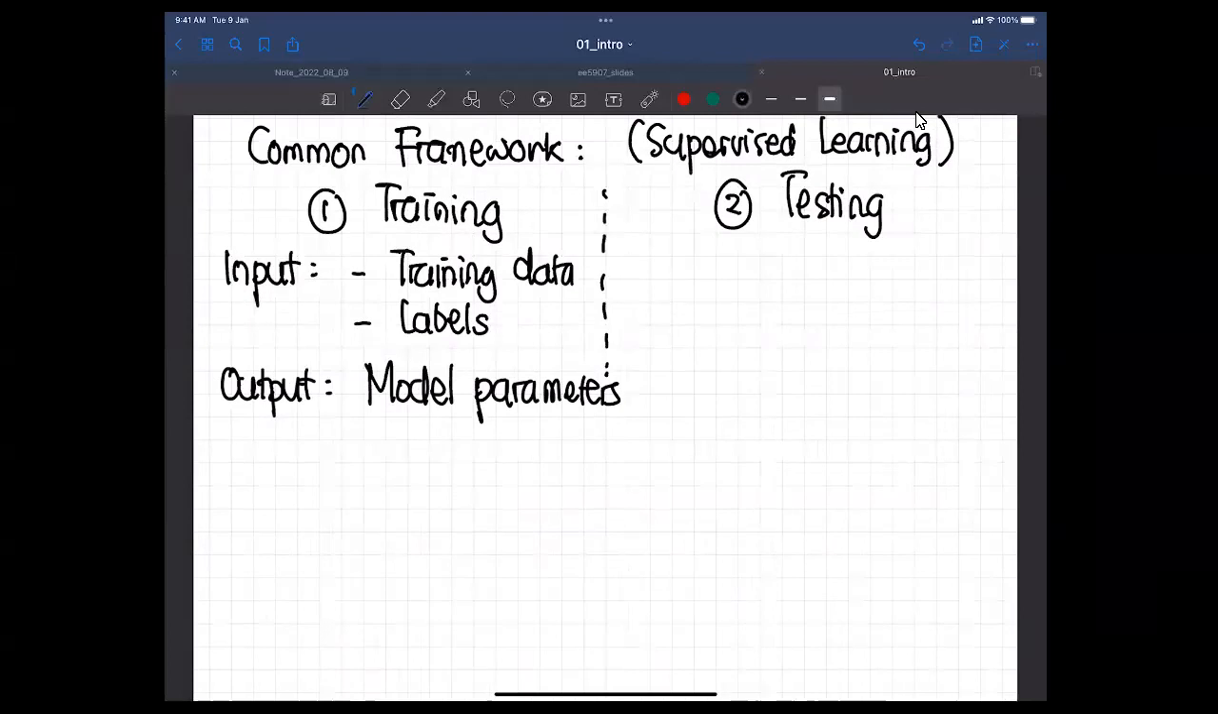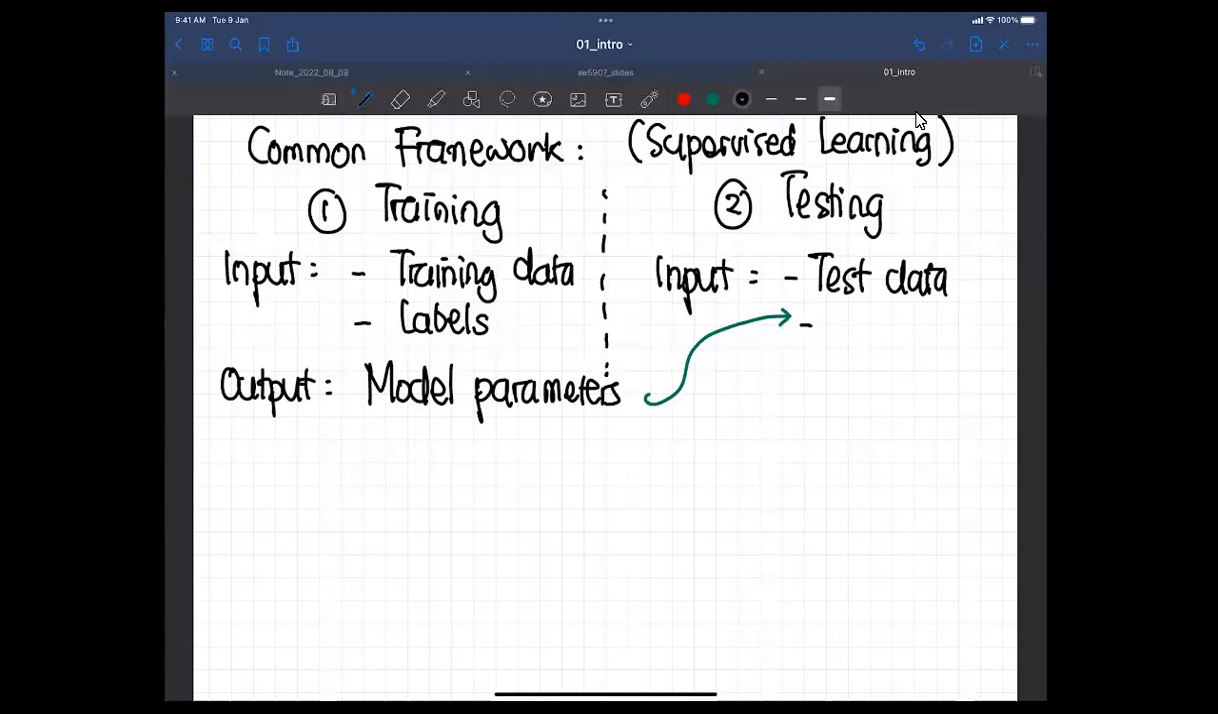So for the testing, what will be the input? Yeah, that's data, exactly. Does testing have the model parameters? Exactly, that's something that I wanted to ask you. So this one should also be an input. Model parameters should be the other input. Because otherwise, how can you use the output of the training stage? So the input is test data and model parameters. And what's the output then? Yes, this one is the predicted label.